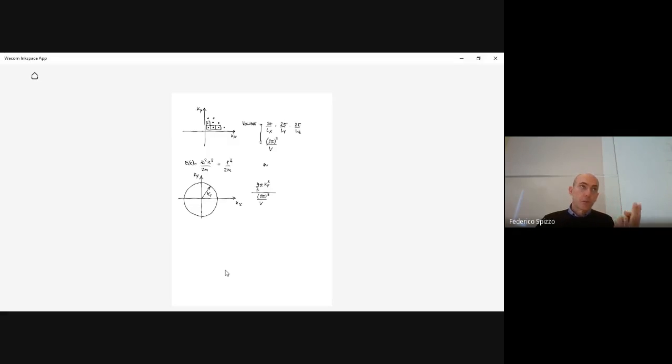Each level may host 2 electrons, one spin up and the other one spin down. So if this is the number of levels in the sphere, we have to multiply that by 2. So we have the total number of electrons that can be included in the sphere. And that should be equal to the number of electrons.